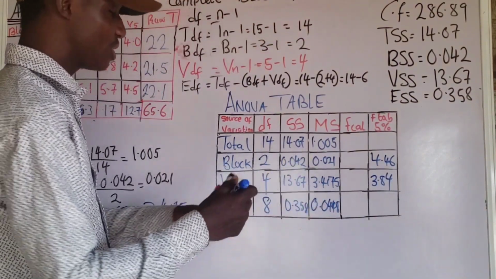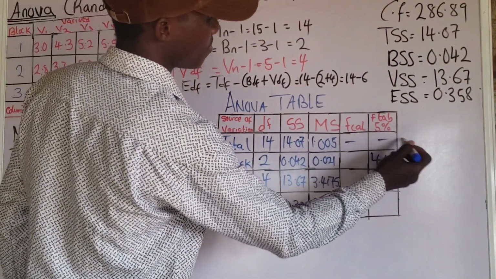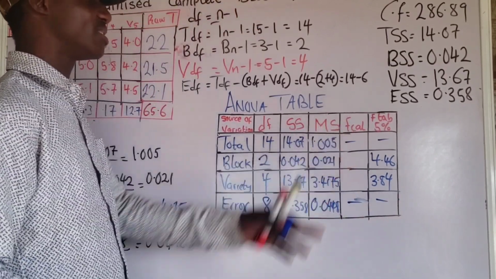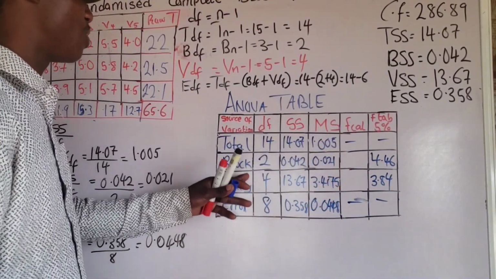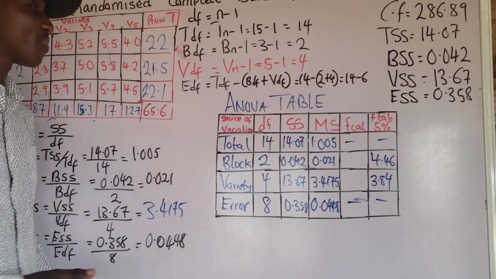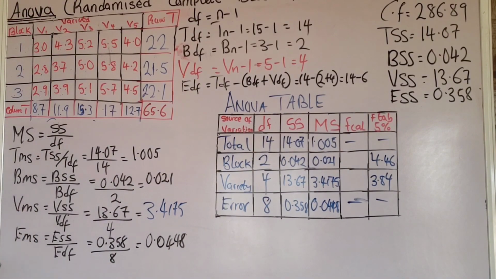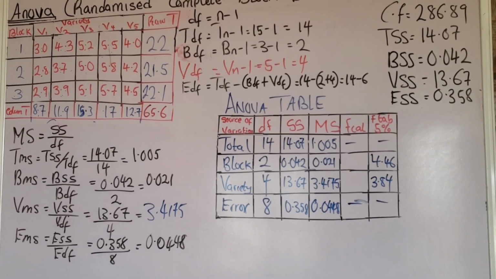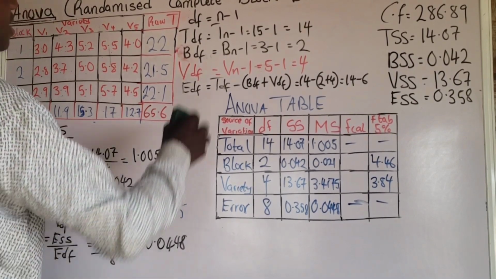Now we don't need the F calculated for total or these others. We only need the F calculated, the calculated critical value, for block and variety. So let's determine the calculated critical value, that is F cal. How do we determine the F calculated for block? Let's start with the block.